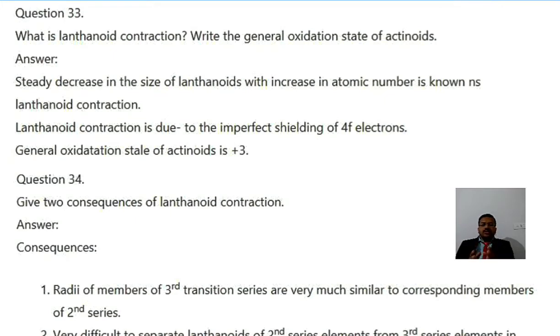And the general oxidation state of actinoids and lanthanoids is +3. So that is a 1 mark question, which is the general oxidation state of lanthanoids and actinoids. So they will be exhibiting the general oxidation state of +3.